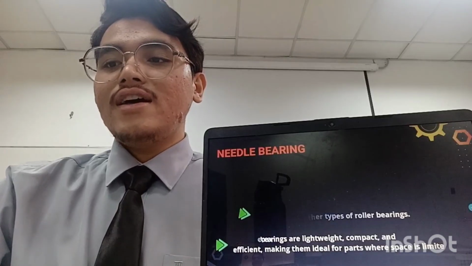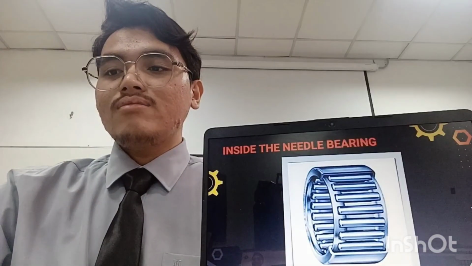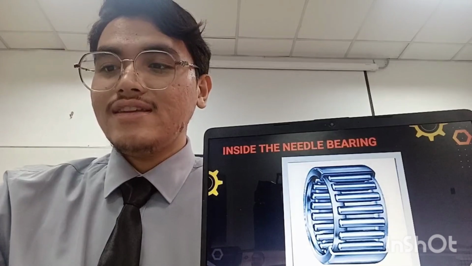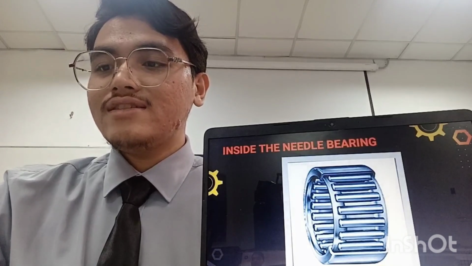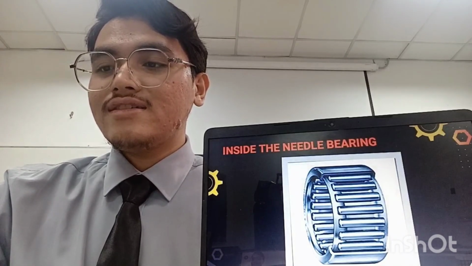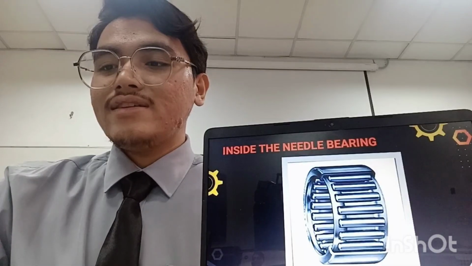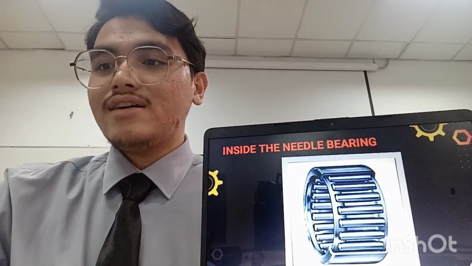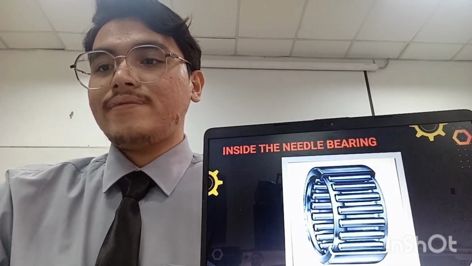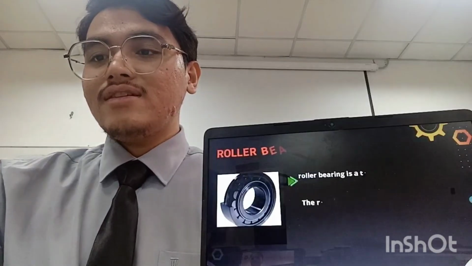Now, we look inside the needle bearing. We can see the needle bearing using a long cylindrical roller that makes it space efficient. Now, we look into roller bearing.